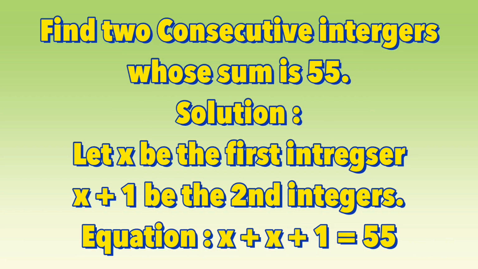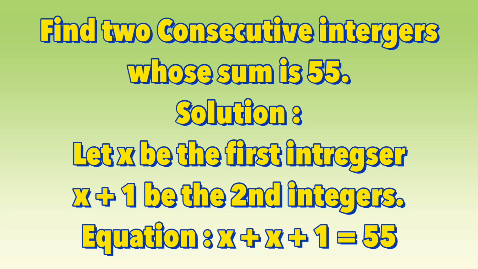Okay, next, number 2 problem about number problems in grade 7. Find two consecutive integers whose sum is 55. When we say integers, they are positive and negative numbers and zero. And when we say consecutive, for example 9, what is next to 9 is 10, next to 10 is 11, next to 11 is 12.